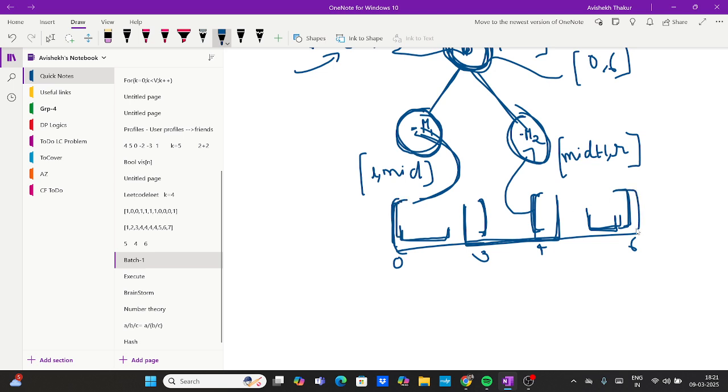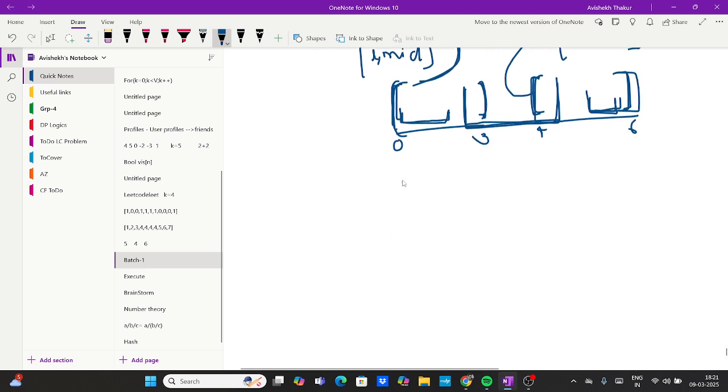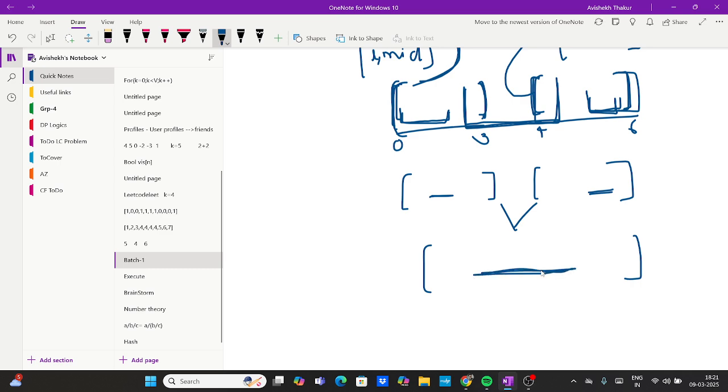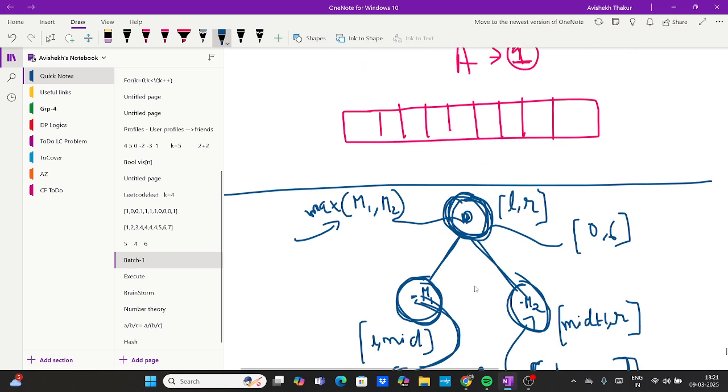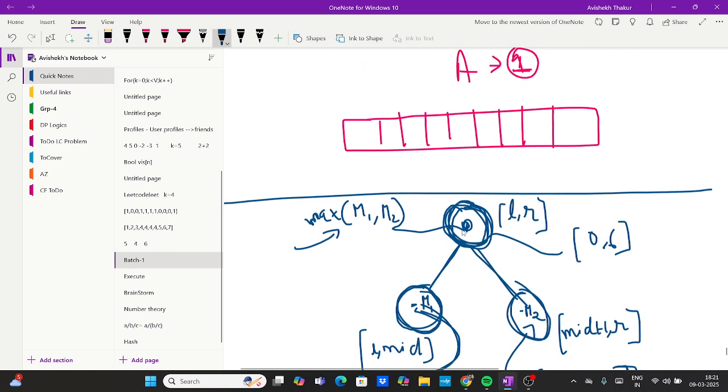When we merge these two subarrays, there is a chance that this is the first subarray and this is the second subarray. Once we merge them, the array becomes like this. The initial answer for this part was this one, and for this part the answer is this one. But as soon as we merge, there is a chance that the maximum subarray can be this. So we don't have this information, right? So how do we keep track of that?